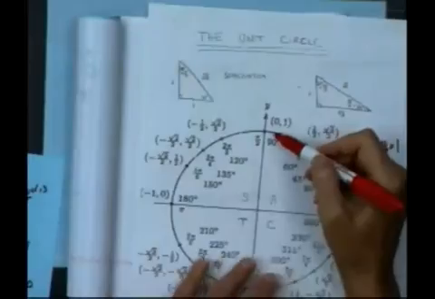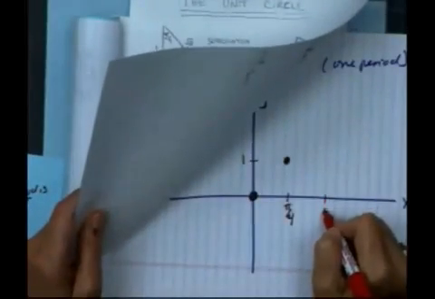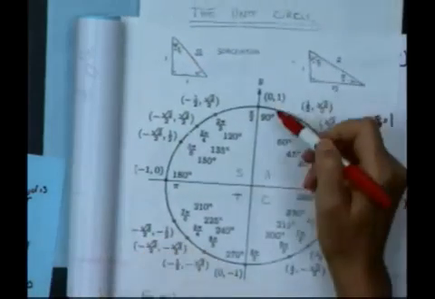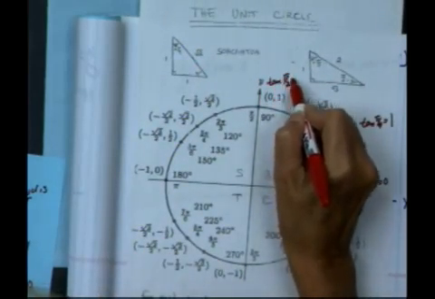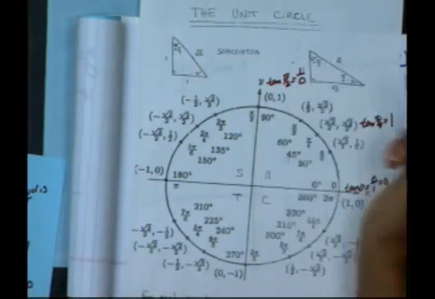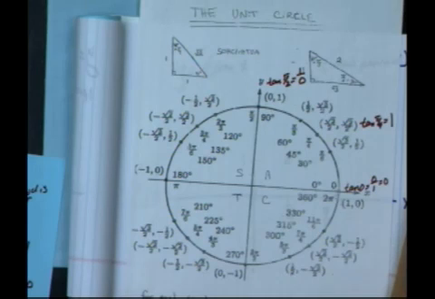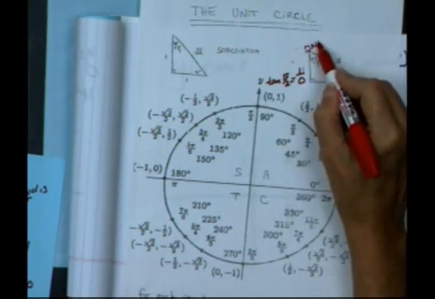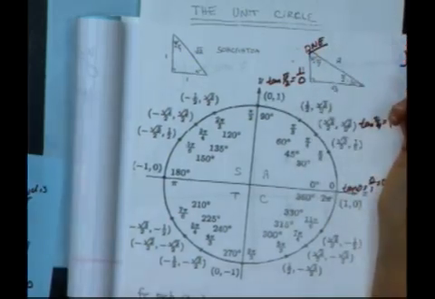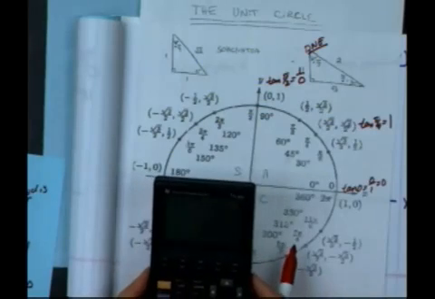Okay, let's go to pi over 2. The tangent of pi over 2 would be 1 over 0, and what does that tell you? That it does not exist. All right, let's just play on the calculator a second.